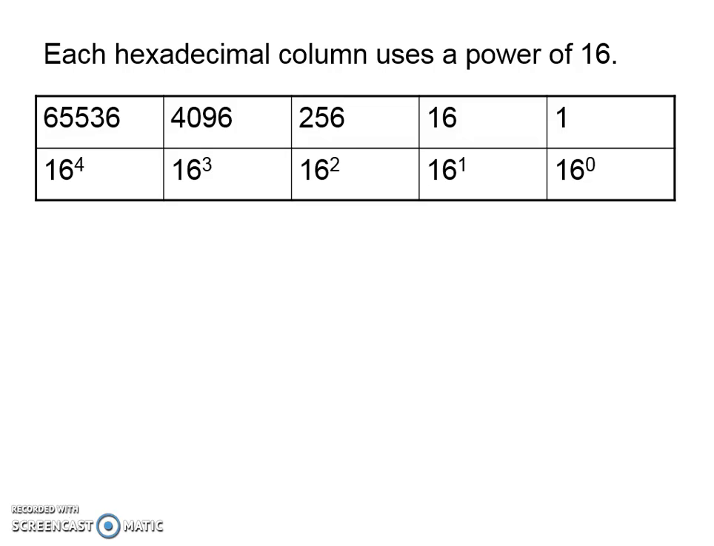As we saw last time, each unit in these numbers corresponds to a power of its base. So for binary, it was 2 to the n. For decimal, it's 10 to the n. And for hexadecimal, it's 16 to the n. So our 1s are 16 to the 0, our 16s are 16 to the 1, and so on.